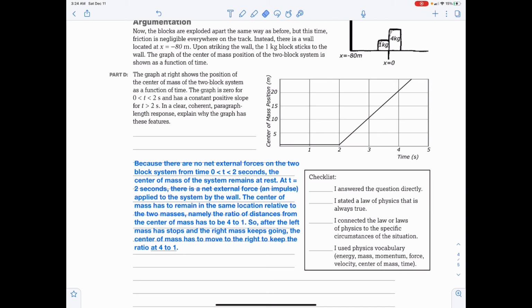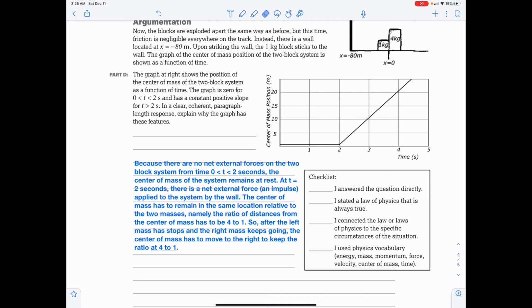Because there are no external forces on the 2-block system for the first 2 seconds, the center of mass system remains at rest. At t equals 2 seconds, there is a net external force, in other words, an impulse, applied to the system by the wall.